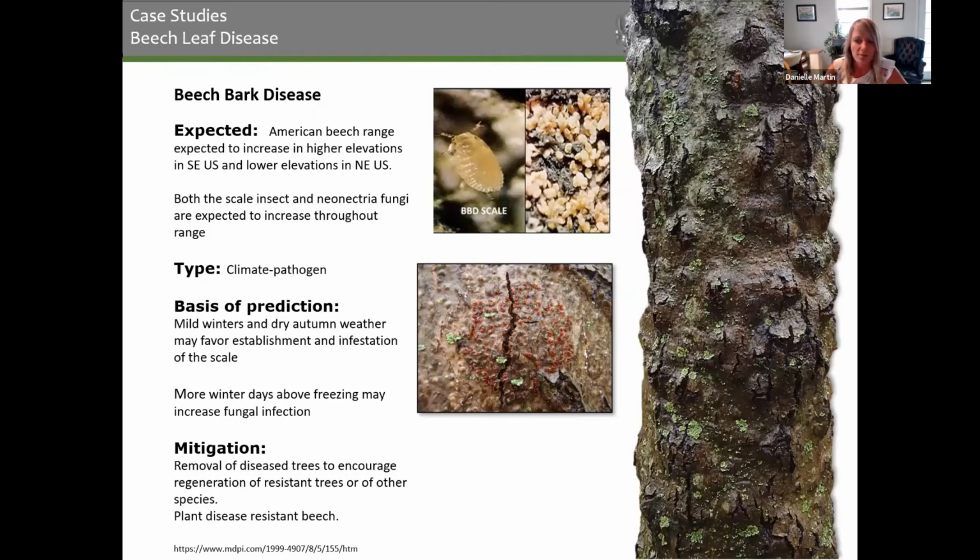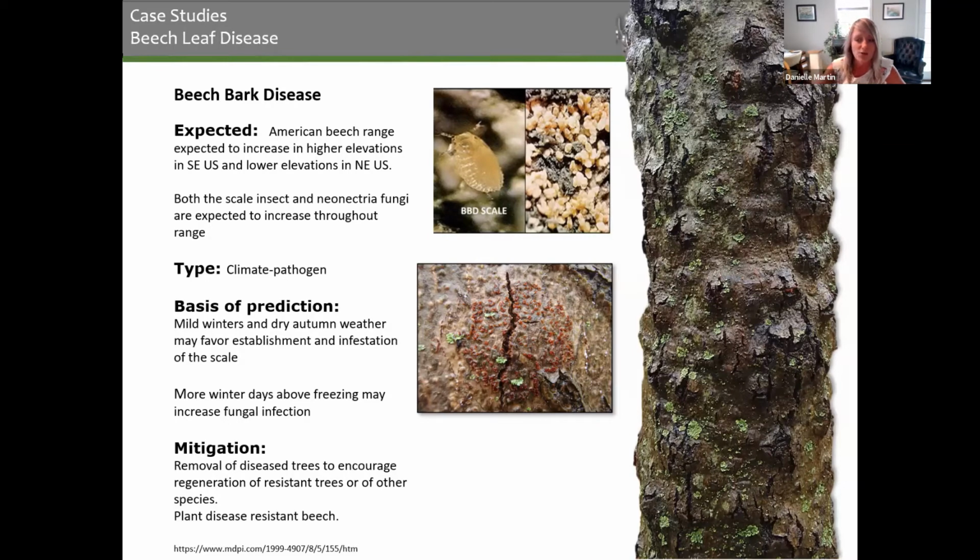Not only will the American beech range be affected by climate change, but the warming temperatures will favor the pest and pathogen as well. Beech bark disease is a disease complex involving a non-native scale insect and Neonectria fungi. Warmer winters are expected to favor propagation and survival of both the beech scale and the fungus, increasing overall incidence. There are some mitigation strategies that can be considered to help ensure the survival of American beech.